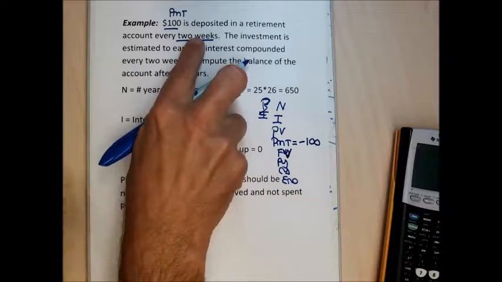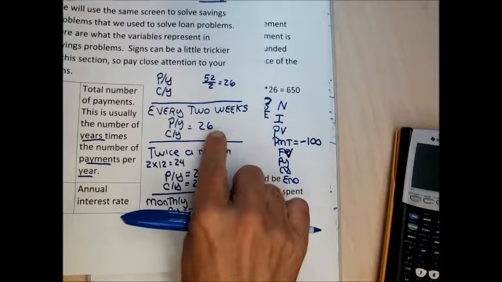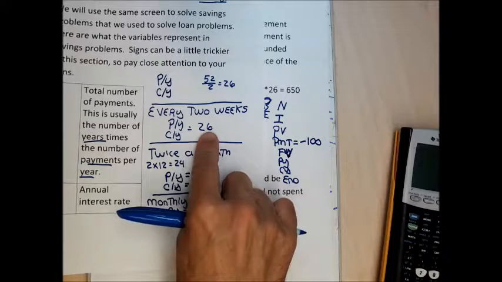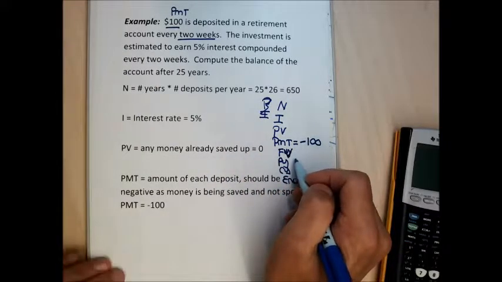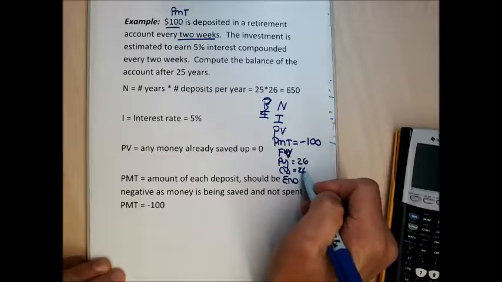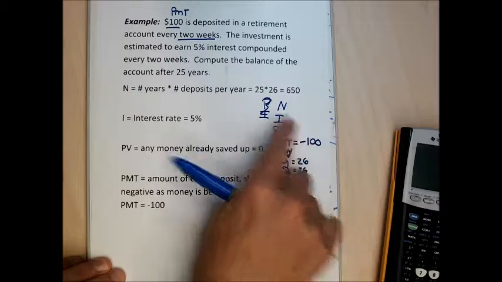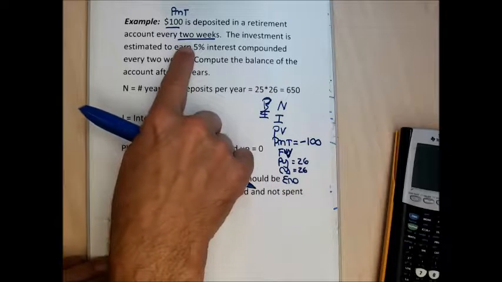The next thing, every 2 weeks: this person is getting paid every 2 weeks. If you're getting paid every 2 weeks, there are 2 months each year that you get 3 paychecks. The PY and the CY are 26. So going through the first sentence, I know the value for the PMT and the value for the PY and the CY. Now I'll move on to the second sentence.